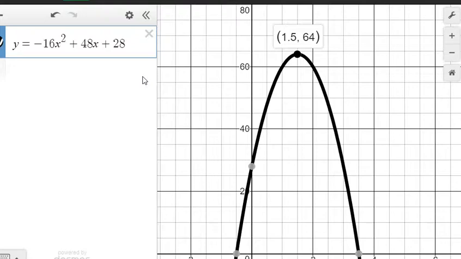How's that one look? Doing okay on that one? Let's try some more here.